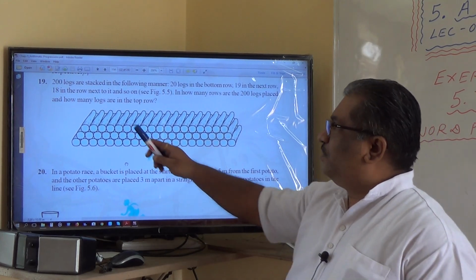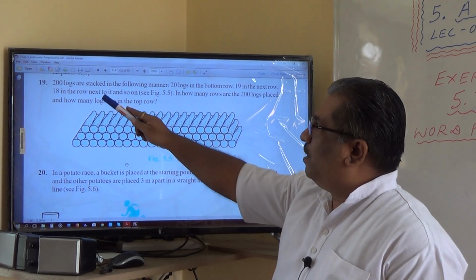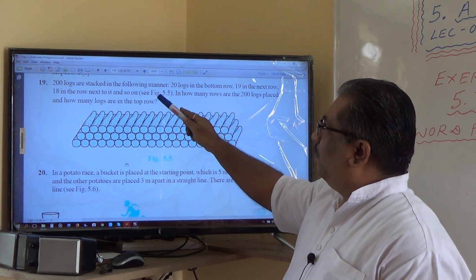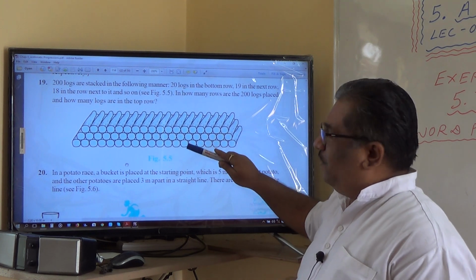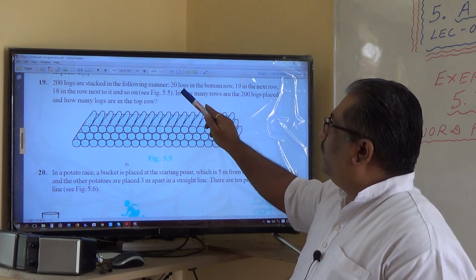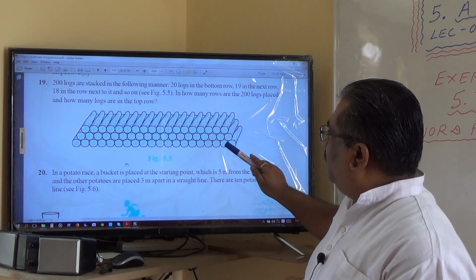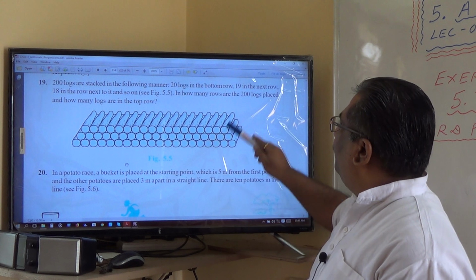Next one, 19th question. 200 logs are stacked in the following manner. This is how the wooden logs have been arranged. 20 logs in the bottom row. Here there are 20 logs.